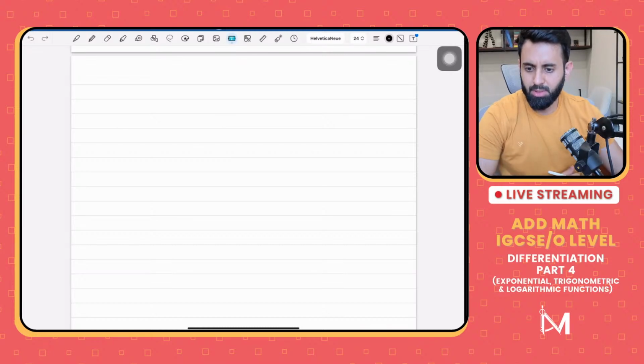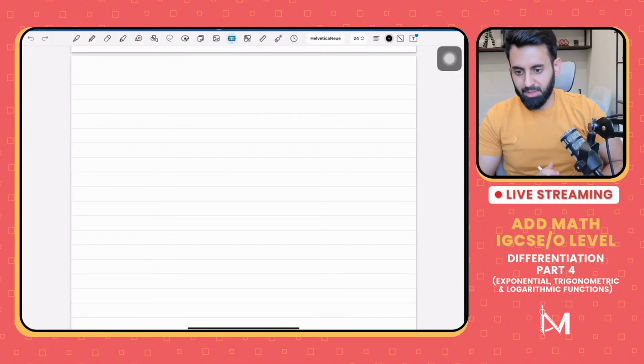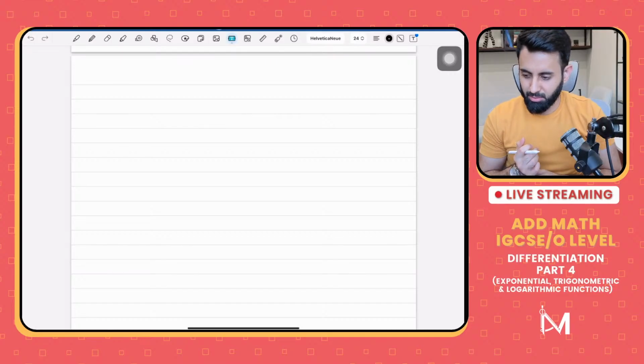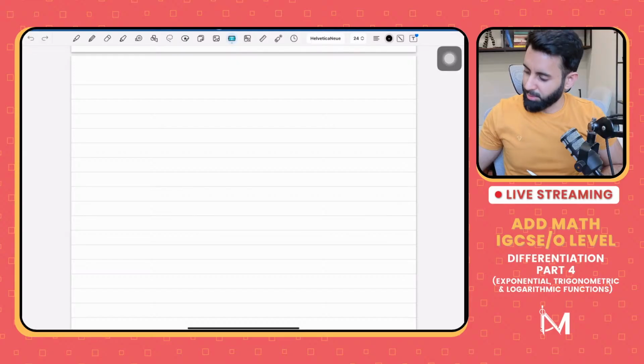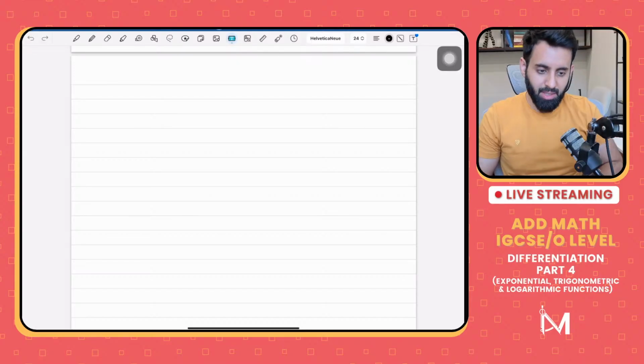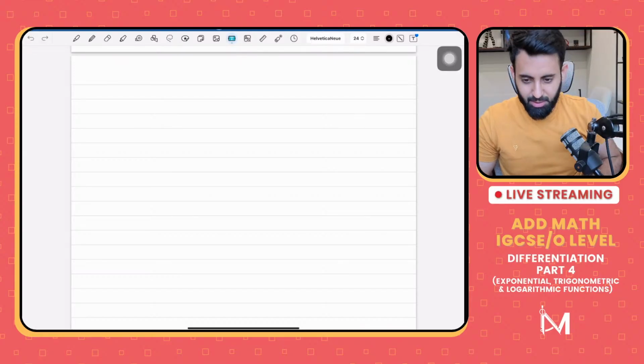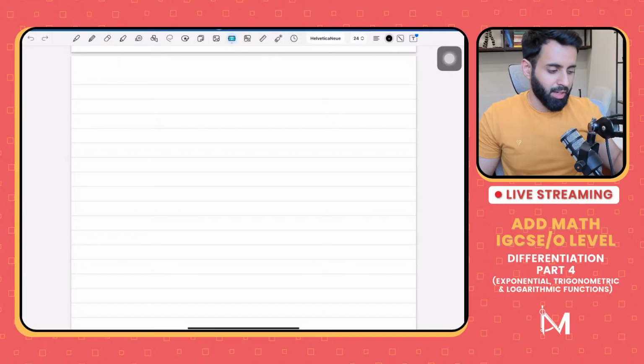Is this an O-level syllabus? Beta, this is add maths, okay? The add maths is a different subject altogether. Okay, so yes, it's part of O-levels and IGCSE. Let me remind you for the 1 millionth time that as far as add maths is concerned, there is no difference between O-levels and IGCSE. Theek ho gaya? Now let's start.